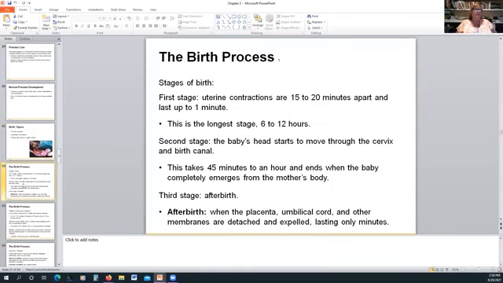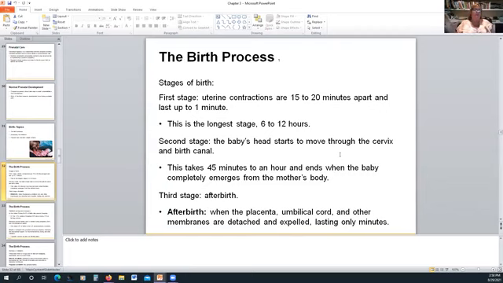And then the last part of this section talks about the birth process. There are 3 stages to the birth. The first stage, where you get uterine contractions about 15 to 20 minutes apart, lasts for up to a minute. This stage is the longest at 6 to 12 hours, maybe. Might be shorter, might be longer. The second stage is where baby's head moves through the cervix. And this can take 45 minutes to an hour, depending.